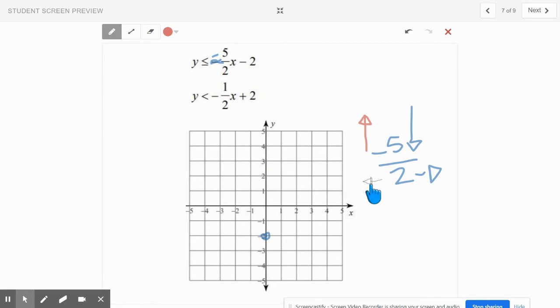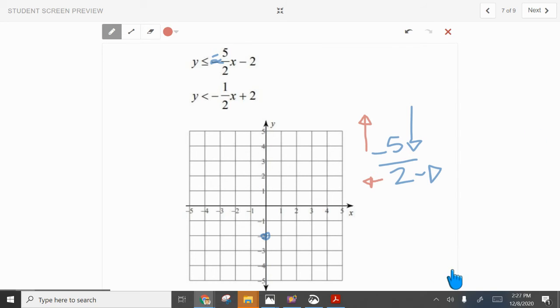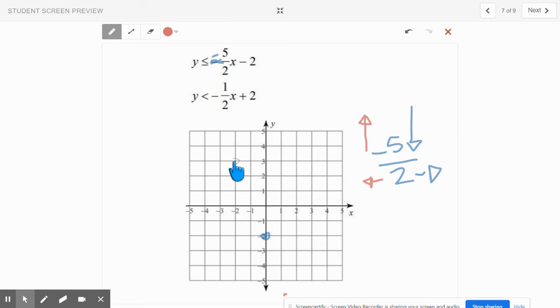Because like I said right now, if you would have done the original one, your point would have been over here somewhere. Let me move this a little bit more. It would have been down here, right? Down 5 over 2. But if you go up 5, 1, 2, 3, 4, 5, and don't go to the right, but go to the left, you'll get that same kind of answer. And this one is a straight line because it's equal to.